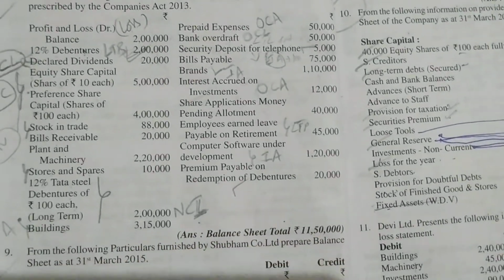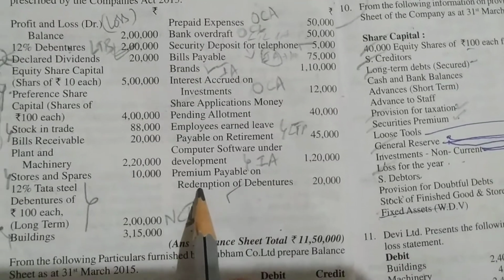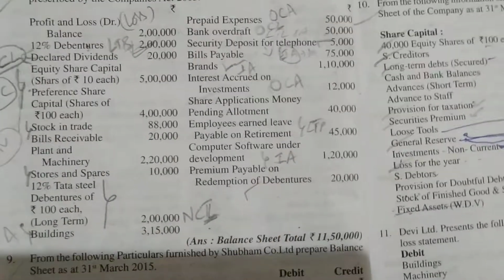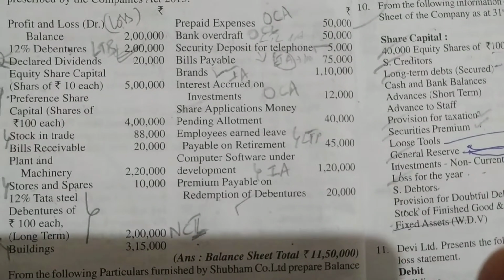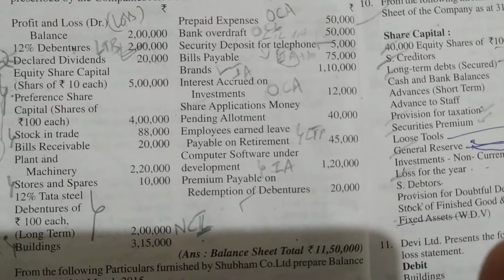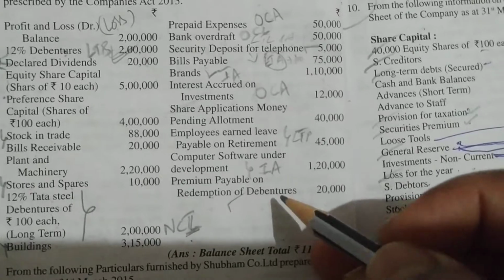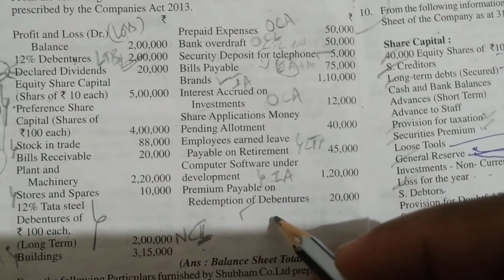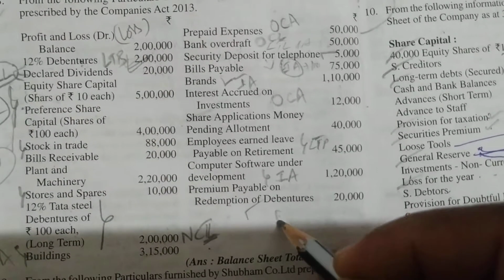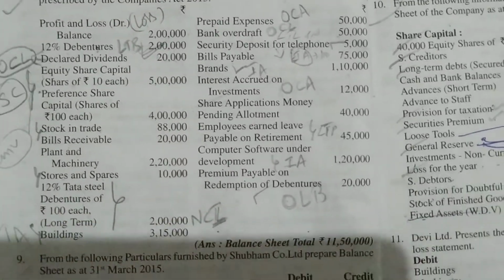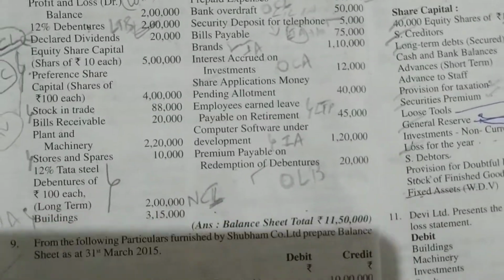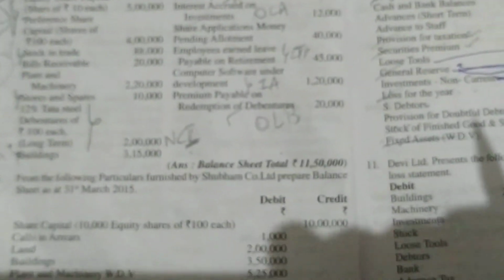Okay, next what we are having? We are having premium payable on redemption of debentures. So we have to write under this as long-term borrowings. Other long-term borrowings we have tried this 20,000. And we are writing under other long-term borrowings, or you can write under other long-term capital liabilities.